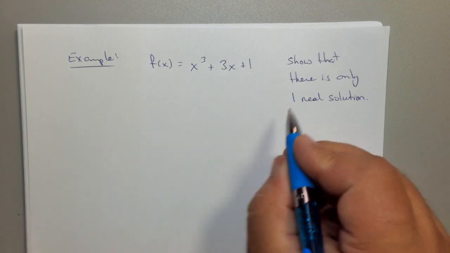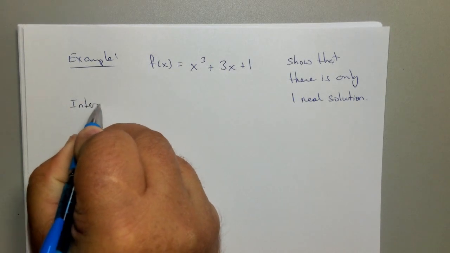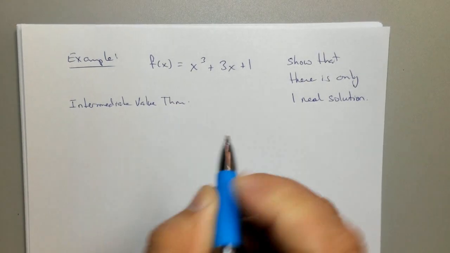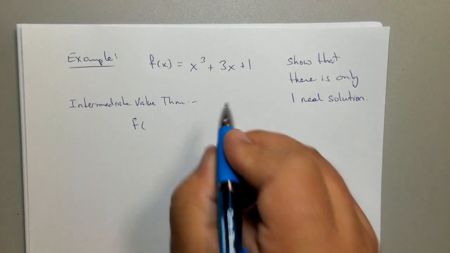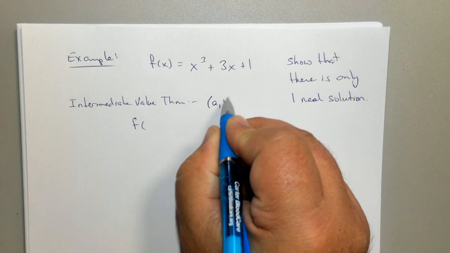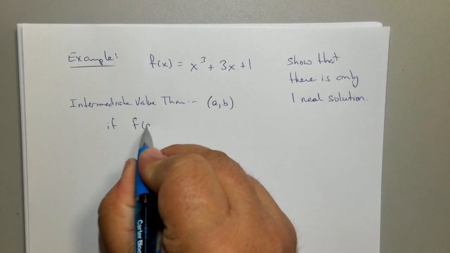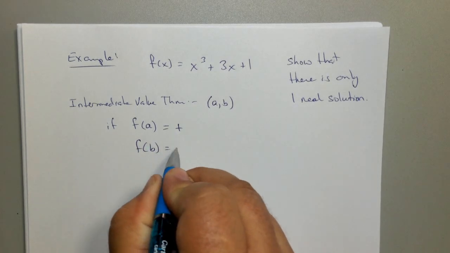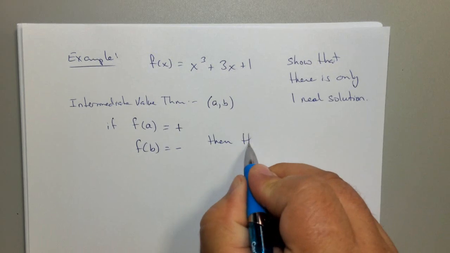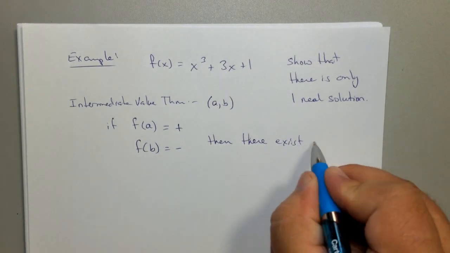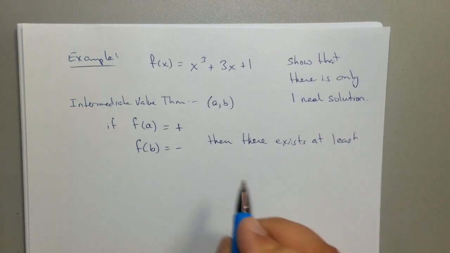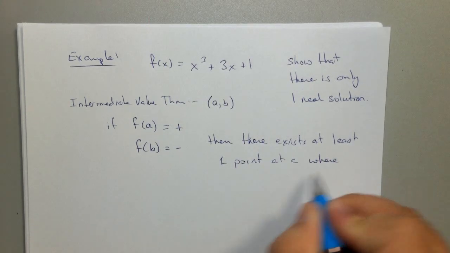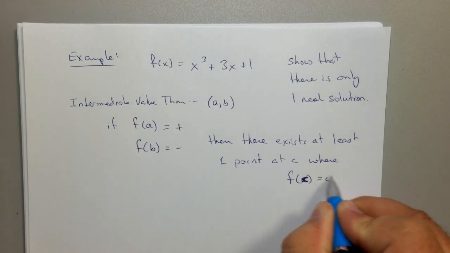Exactly. Very good. The intermediate value theorem says, if a function is continuous on an open or closed interval, and f of a is positive and f of b is negative, then there exists at least one point c where f of c equals 0.